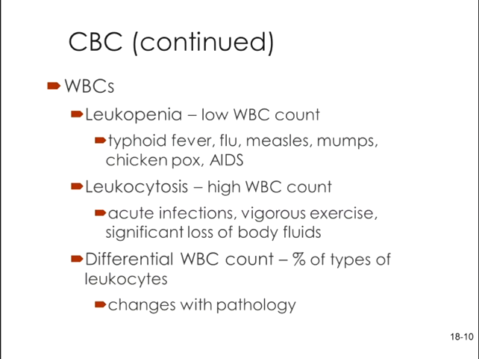And then we already talked about the differential. It's going to be based off the percentage of the types of leukocytes. It will change with different pathologies. So, like I said, if somebody has a parasite infection, we might see an increase in the number of eosinophils. If they have a viral infection, we might see an increase in the lymphocytes. If we have a bacterial infection, we might see an increase in the neutrophils. So it's going to be dependent on what the infection is, if it's inflammation, what's going on with the body.